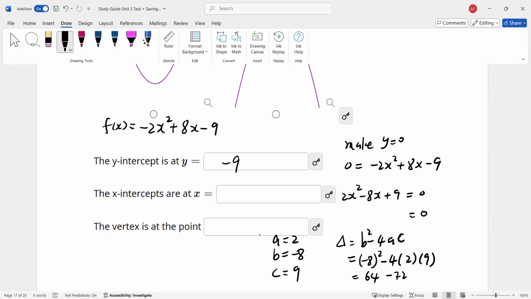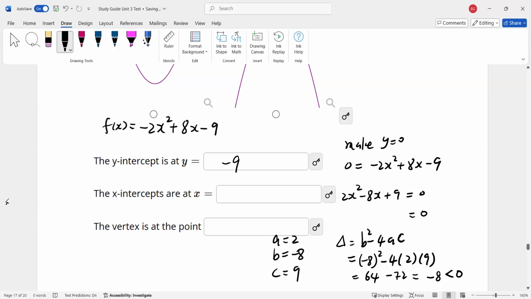Non-real complex. So negative 4 times 2 is 8. 8 times 9 is 72. 64 minus 72 is negative. Negative 8. Negative 8 is less than 0.